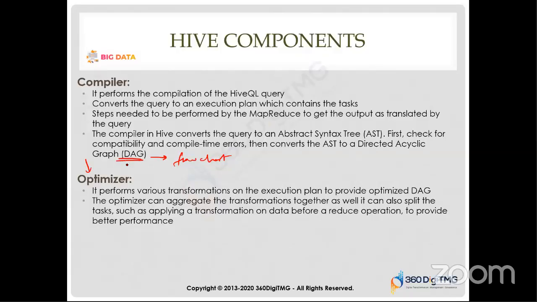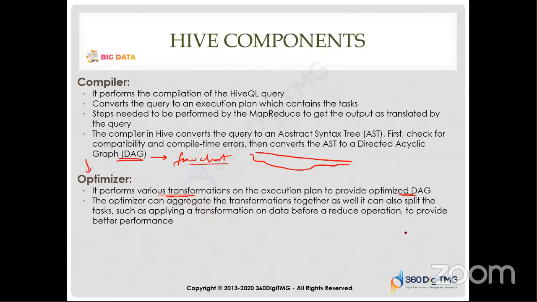Now, we also have something called an optimizer, which would basically look at the DAG, right? It performs various transformations on the DAG to optimize it. Optimize basically means when you look at the flow chart, there might be stages where you can modify your code in such a way that it gives you the best result. The code becomes better, right? So it internally does that.